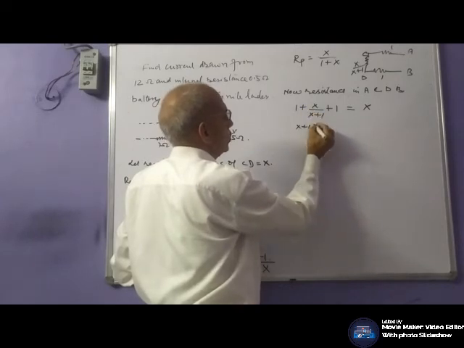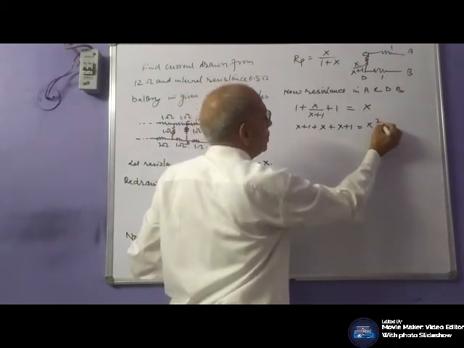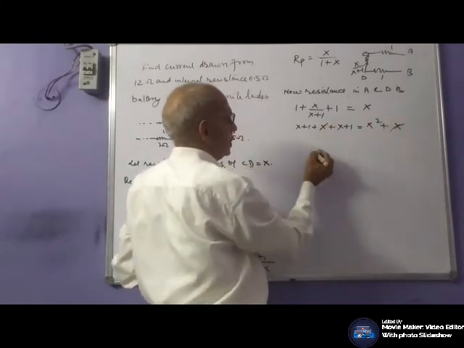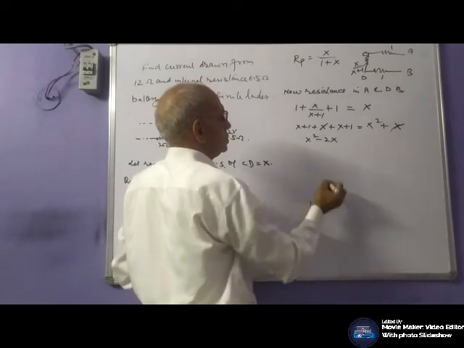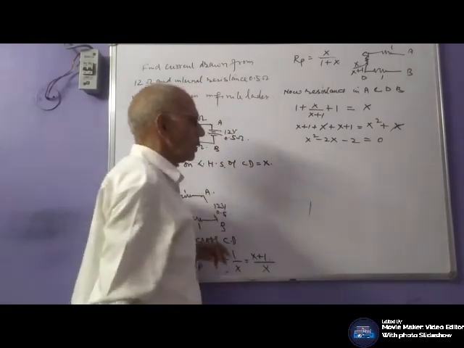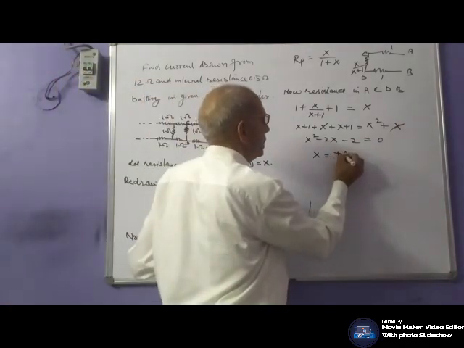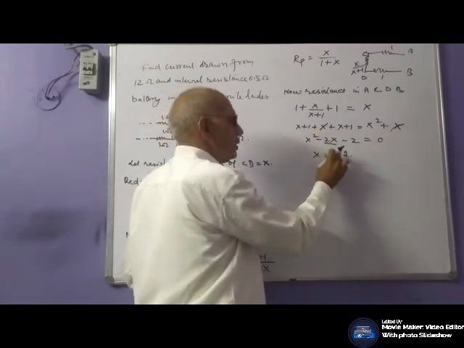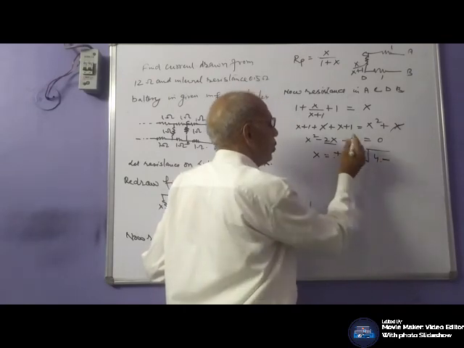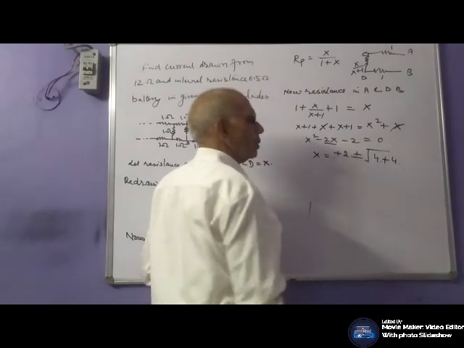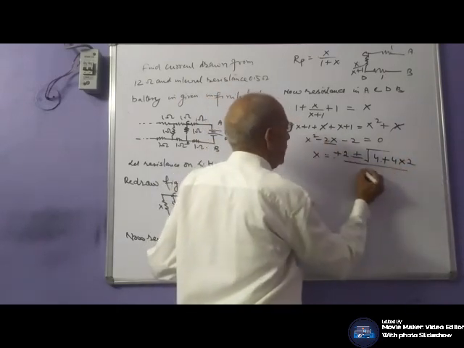So X equals 1 plus X over (1 plus X) plus 1, which gives x square plus x. Taking terms together, x square minus 2x minus 2 equals 0. X comes out to be minus b plus minus square root of b square minus 4ac, all by 2a.